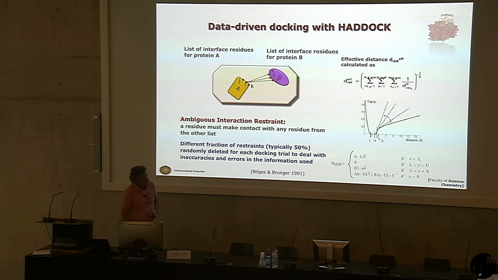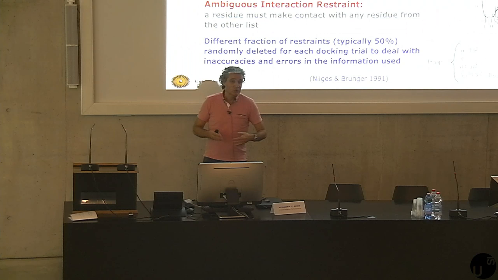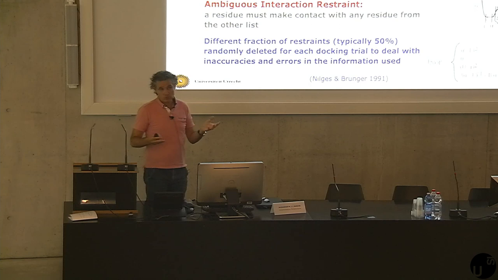What we also do by default, because we realize that the data are never perfect, is randomly delete 50% of the information for each docking trial that we are doing. In that way, you hope that you're going to get rid of false positive data in your data set, and then you hope to converge to the right solution. This also has the effect that from time to time, you're going to throw away the good information, and you're going to end up in a bad region of the interaction space. And it would be up to your scoring function then to discriminate things.